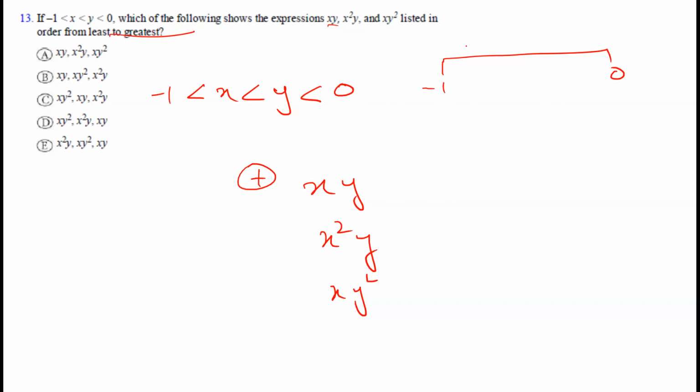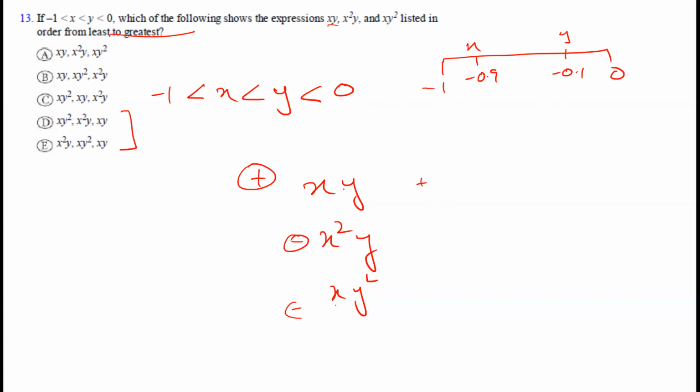Let's suppose we take x as minus 0.9 and y as minus 0.1. So y is minus 0.1, that is greater than minus 0.9. So x and y will give us a positive number, and these two will give us a negative number, because a negative number squared is positive, and positive multiplied by negative gives a negative number. Similarly, y is negative, so its square is positive, and positive multiplied by negative again gives a negative number. So either it is option D or E.